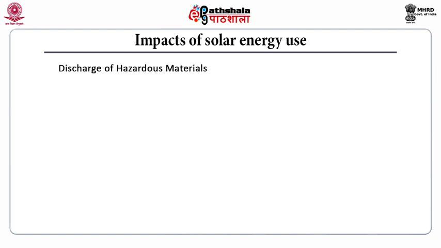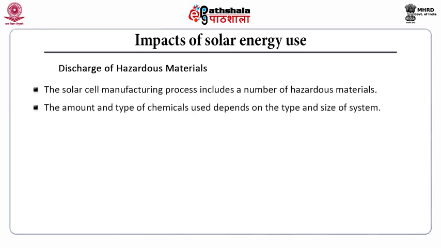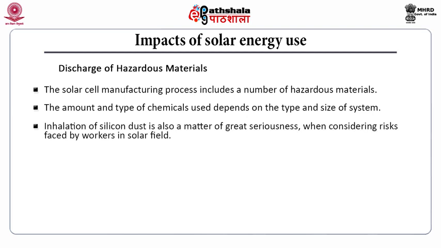The third impact is discharge of hazardous material. The solar cell manufacturing process includes a number of hazardous materials. The amount and type of chemicals used depends on the type and size of the system. Inhalation of silicon dust is also a matter of great seriousness when considering the risk faced by the workers in solar field.